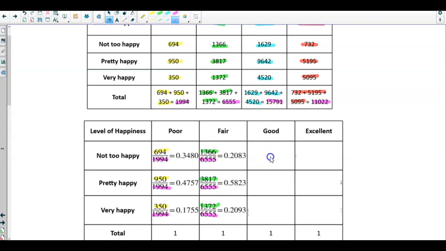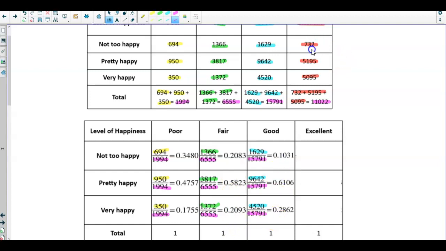Now let's take a look at the column for good. For good and not too happy, we have 1,629, and dividing by the column total of 15,791 gives 0.1031. The next value, for pretty happy, is 9,642. Dividing by 15,791 gives us 0.6106. The last one is 4,520, and dividing by 15,791 gives 0.2862. Again, when we add these, we should get a total of 1.